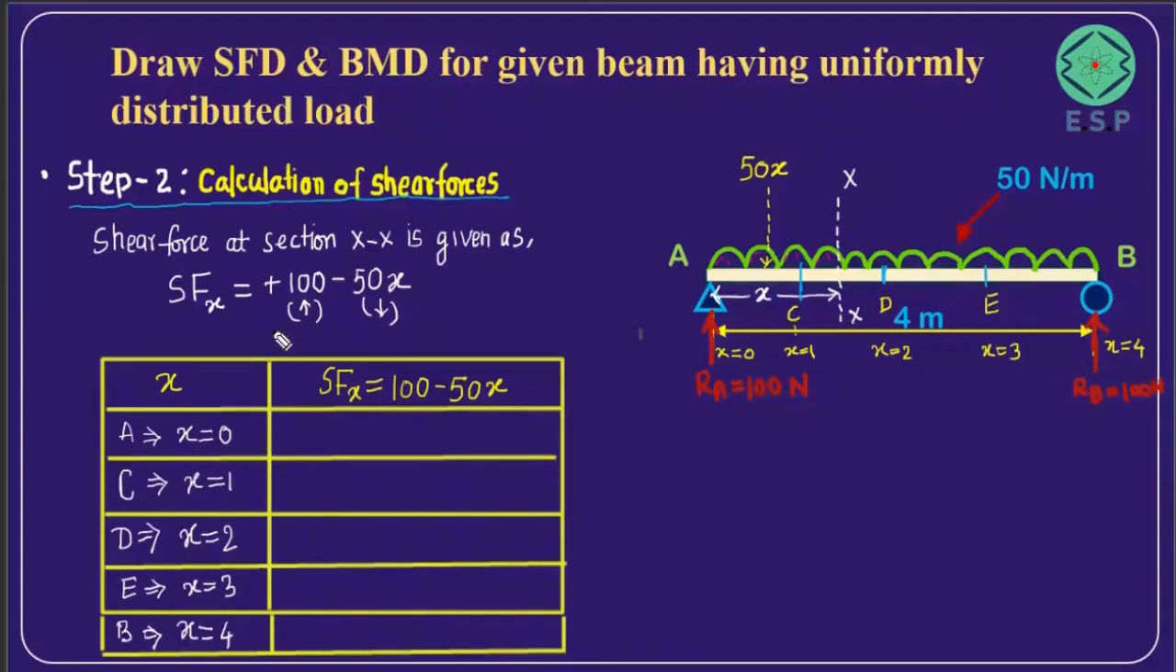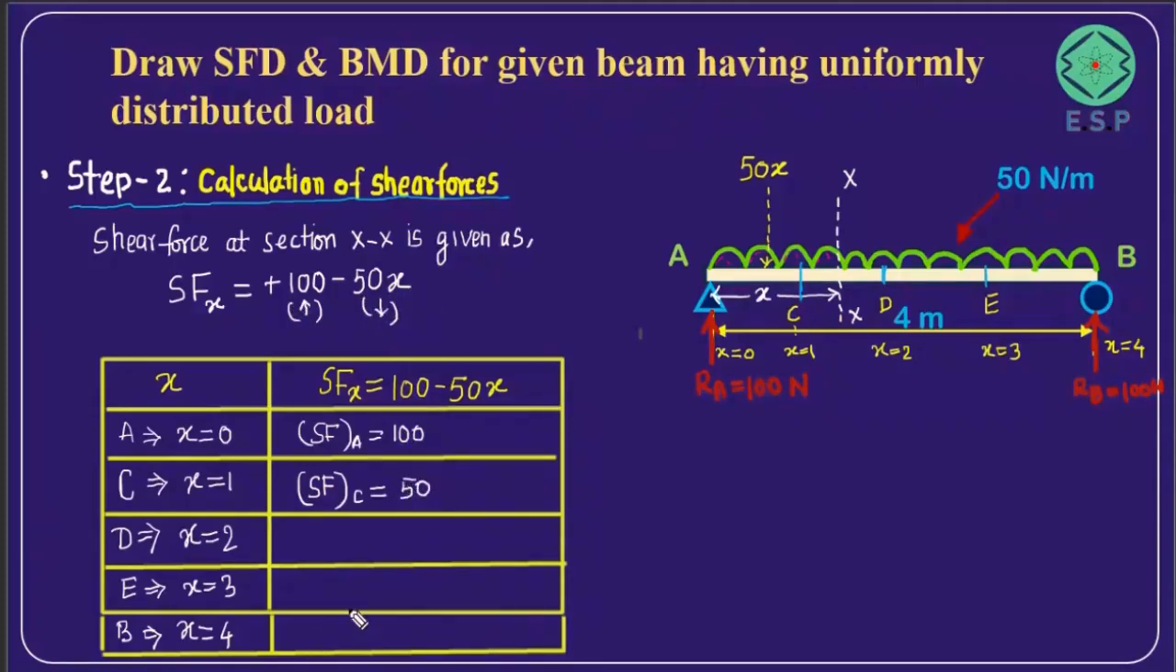So when I put x equal to 0 in this particular expression, which is 100 minus 50x, you'll get shear force at point A, that is shear force at point A will be equal to 100 minus 0, that is going to be 100. Now then we'll have at point C, friends, so shear force at point C. At point C we'll have x equal to 1, so we put x equal to 1, so 100 minus 50 into 1, so it is going to be 50 only.